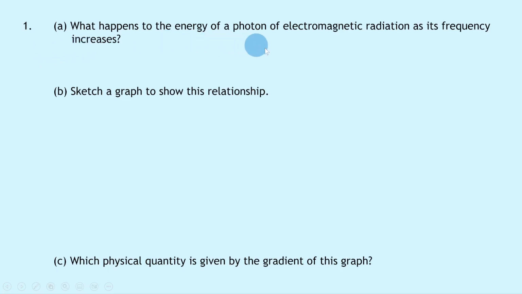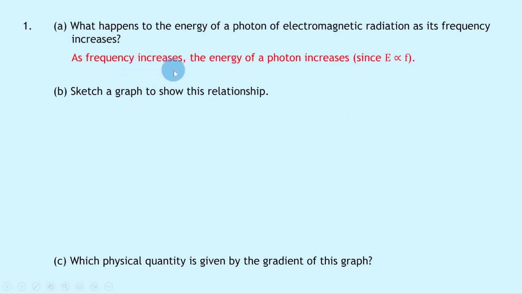So let's get started. Question 1a says, what happens to the energy of a photon of electromagnetic radiation as its frequency increases? Well, remember we saw in the theory video that as frequency increases, the energy of a photon increases, since from the equation E equals hf we have that the energy is directly proportional to the frequency.